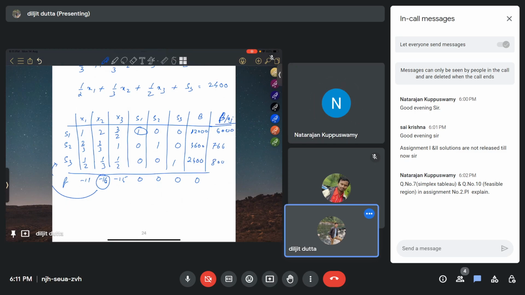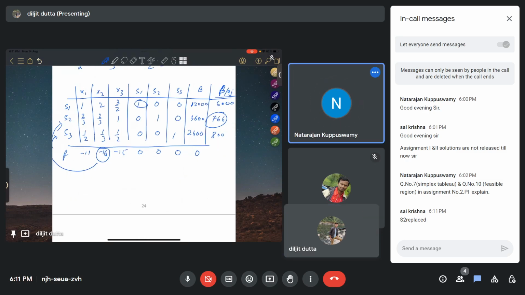I think it will go in the place of S2, right? So you replace this, and after replacing, the coefficients will be changing. So you will have to match the coefficients as per the simplex method, and then you can get the value of b.